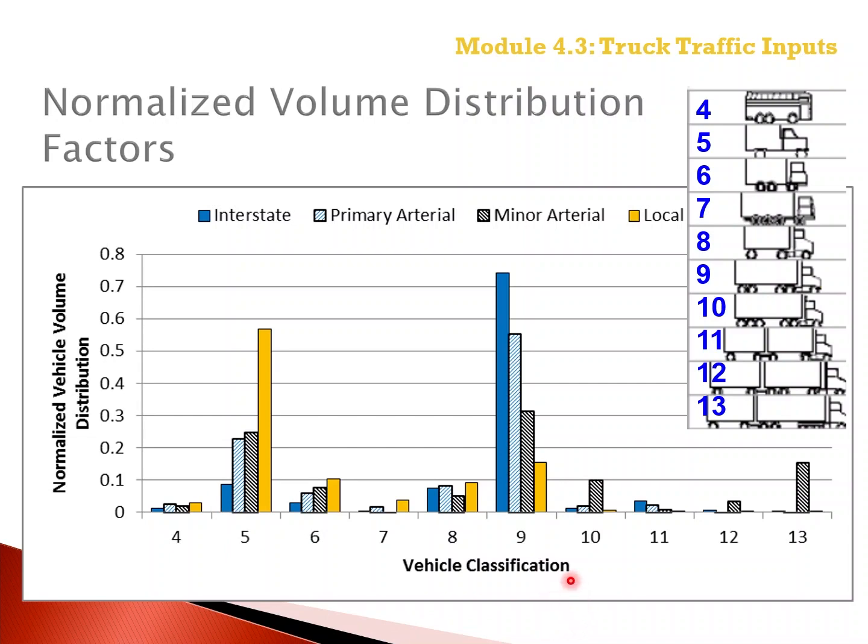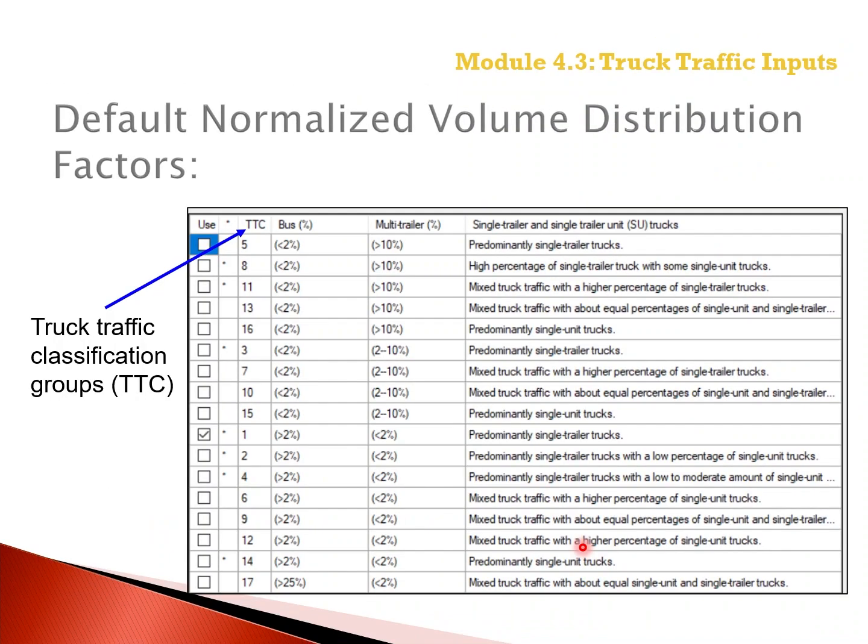So this is just to give a user an indication of the normalized volume distribution and how it's used in Pavement ME. The default normalized volume distribution factors are the truck traffic classification groups embedded in the software that we demonstrated or illustrated when the software was open. So we're not going to define each one of these.